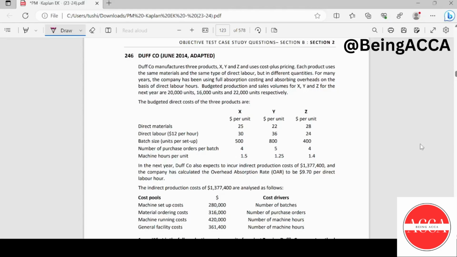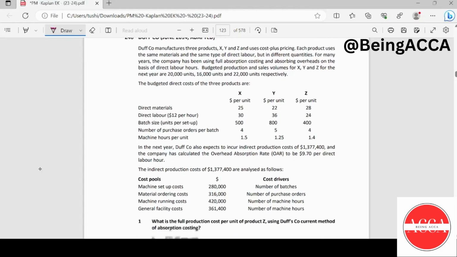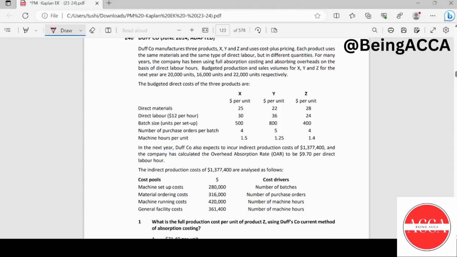Today we are going to be solving the question named Duff Company. It is quite an old question, but it has been adapted to meet your latest exam standards. Duff Company manufactures three products X, Y, and Z and uses cost plus pricing. Each product uses the same materials and the same type of direct labor but in different quantities.